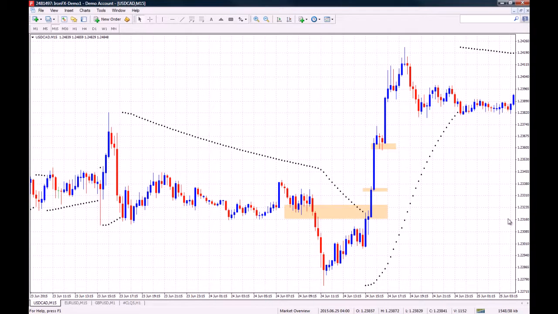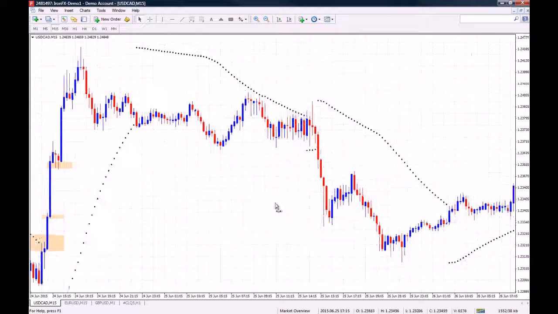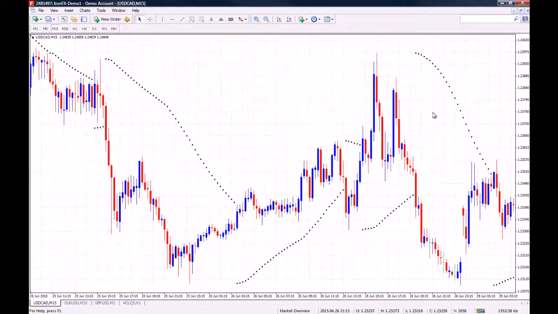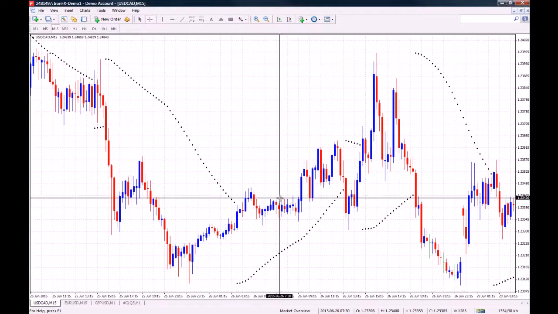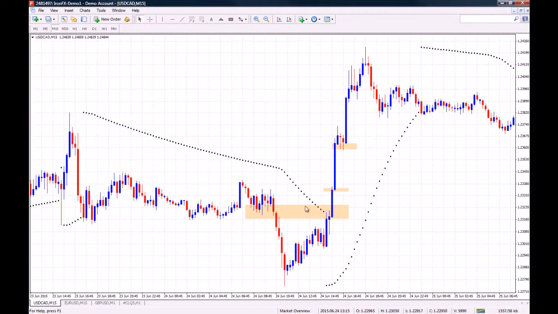So the rules are very clear. You need a very clean parabolic SAR, which means that if you have this kind of parabolic SAR, you are not going to be trading it, because it means that you are in a very choppy market. You are going to be waiting for a very clean parabolic SAR, then you are going to wait for a break of the parabolic SAR and the previous area of support or resistance, and that depends if you're trading the up or the downside, and then you're going to enter the trade.